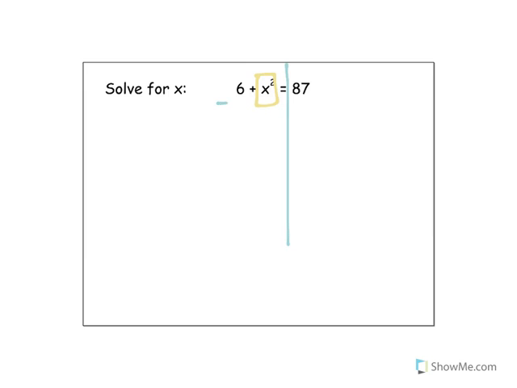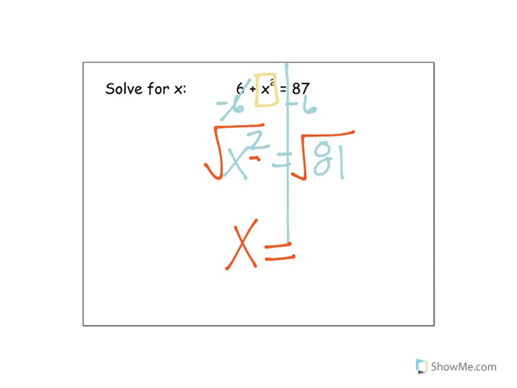So the first thing I'm going to do is subtract 6. So I get x squared equals 81. And I want x, not x squared. So think, how do I undo this squared? I take the square root. So remember, squaring something and taking the square root are opposite operations. So my answer ends up being x equals, the square root of 81 is 9.